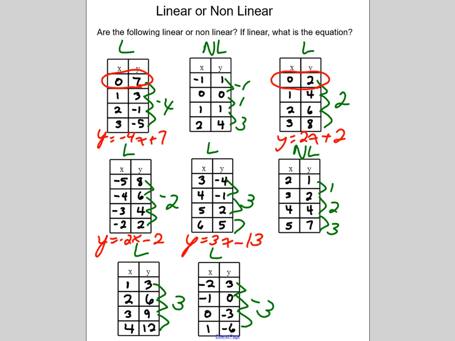Or we can test a point. For example, what's 3 times 6? 3 times 6 is 18. The table says 5. How did we go from 18 to 5? We had to take away 13.